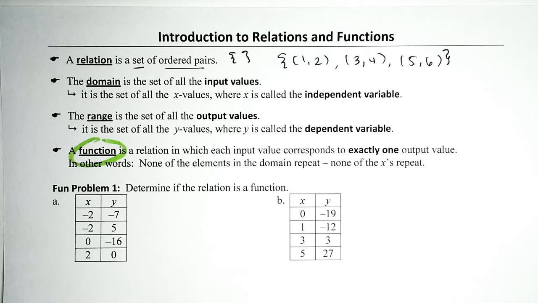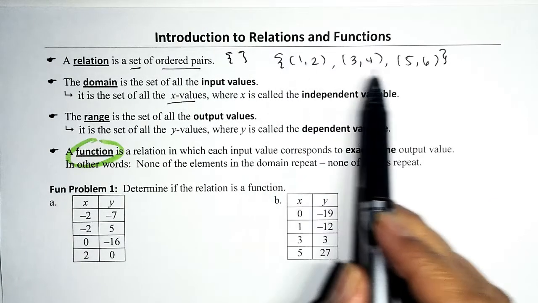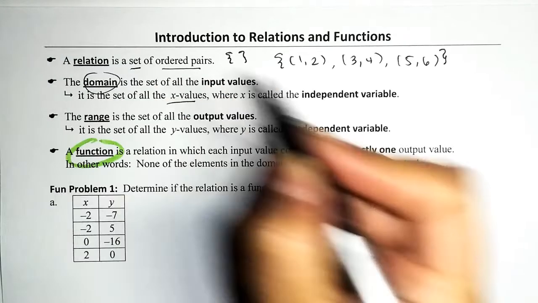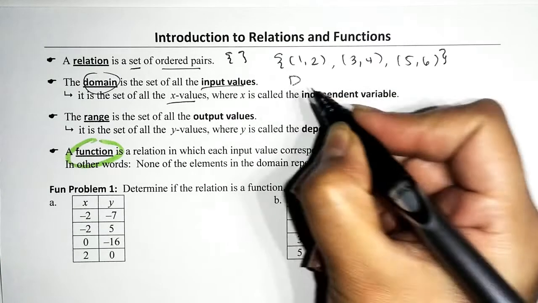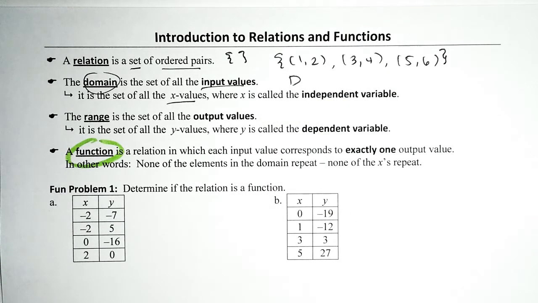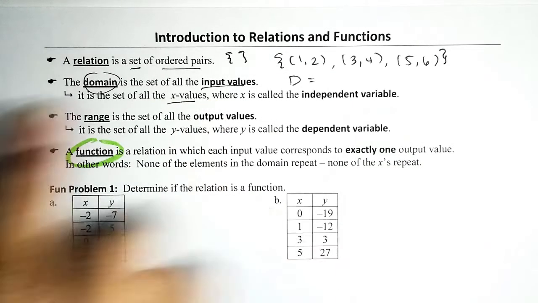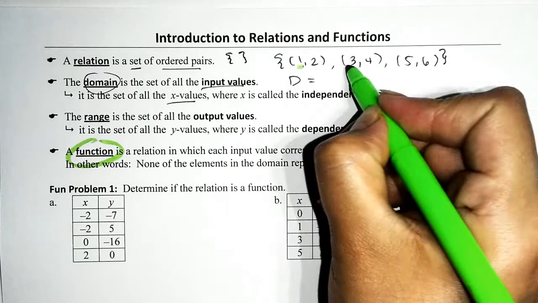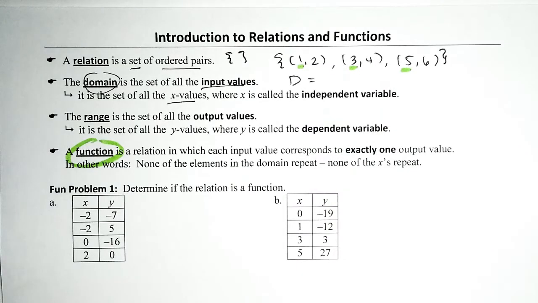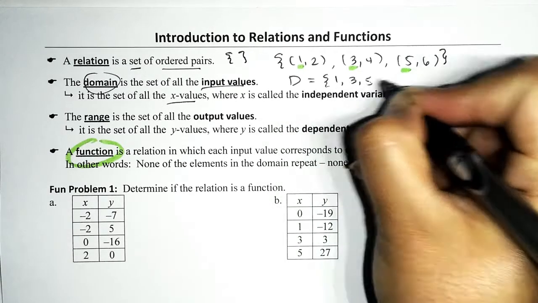Domain, what is that? The domain is the set of all the input values, or in English, all the x values. Let's say the question was, what's the domain of this relation? Domain, set of all the input values. I'm just going to use the uppercase D for domain, our accepted abbreviation. And the domain equals what? The set of all the input values, the x values. In this case, it's 1, 3, 5, and we write that as a set: {1, 3, 5}.